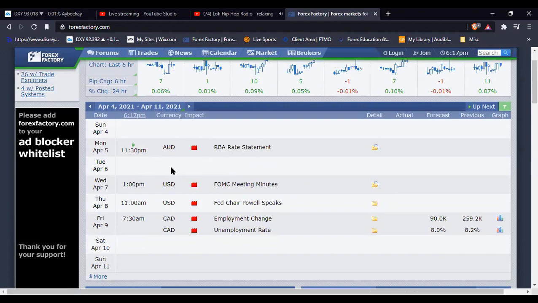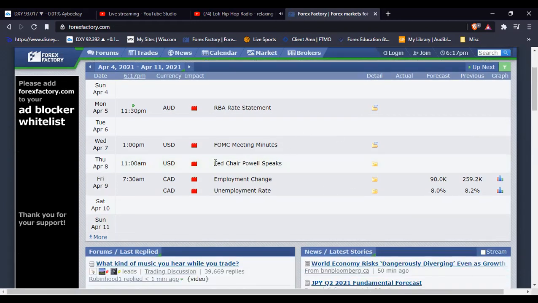I don't expect that much volatility in the Australian dollar market, but you could watch for that. There is going to be FOMC meeting minutes at 1 p.m. Wednesday for the US dollar, so you want to watch for that. Thursday we have Federal Chairman Powell speaking. Watch for that at 11 a.m. for sudden movements in the market. There should definitely be movements with the U.S. dollar. 7:30 a.m. Central Standard Time, there is CAD unemployment rate and employment change.